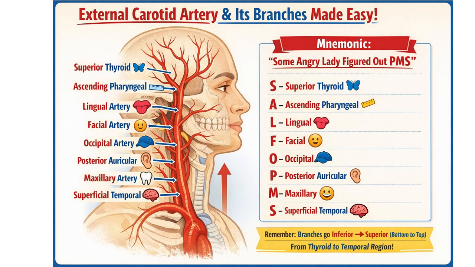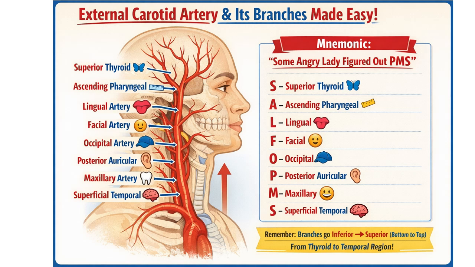The L stands for lingual artery. The lingual artery supplies the tongue. F stands for facial artery, which supplies the face, the lips, nose, and cheeks. O stands for occipital artery, and this occipital artery goes backward. It goes backwards to supply the posterior scalp and neck muscle.